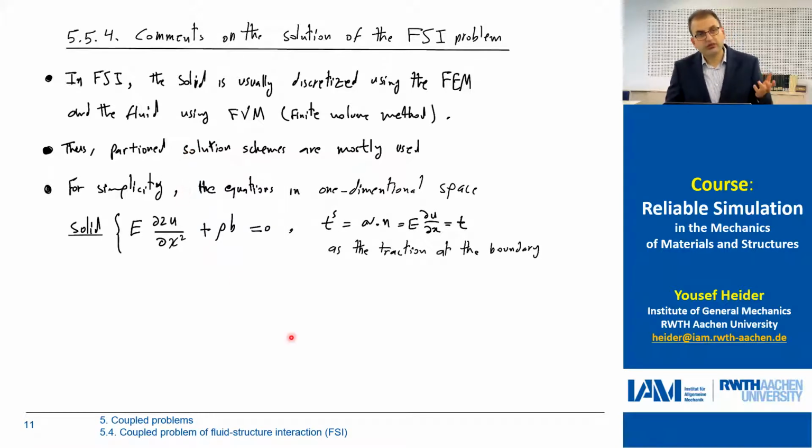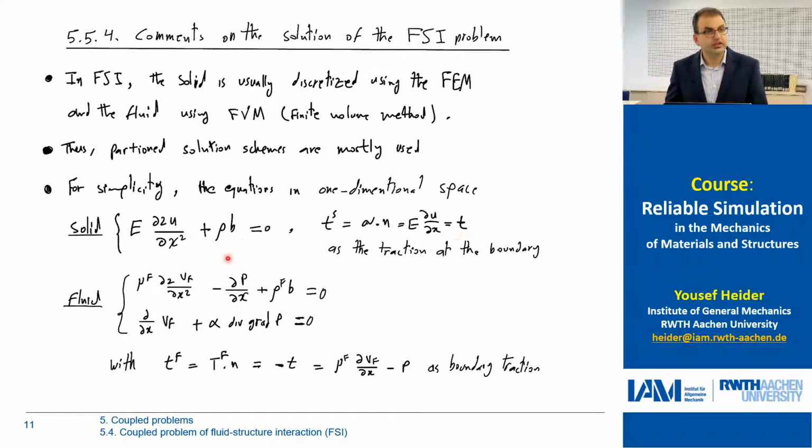Now, talking about this solution, for simplicity we take the equations again in a one-dimensional setup. First, the solid for the quasi-static case. In the one-dimensional case we'd have only the elasticity modulus multiplied by the second derivative of u, plus rho b equal to 0, where this is the divergence of sigma. And as a traction on the interface, it would be Ts equals sigma scalar n. This is our traction vector.